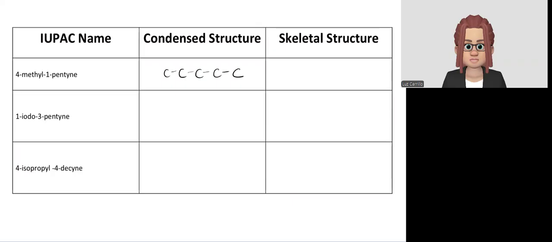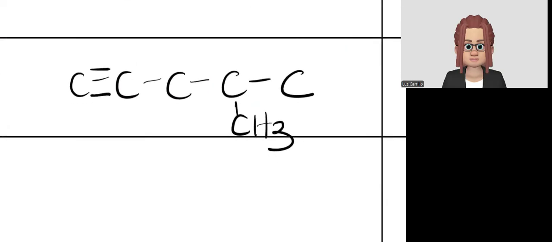The number 1 before the pentyne means that there is a triple bond between carbons 1 and 2. On carbon number 4, I have a substituent, which is a methyl group. Because of space, I'm going to make it point down, but you can make it point up. And then I'm going to fill in the hydrogens. The first carbon gets 1. Second carbon gets none. Third carbon gets 2. Fourth carbon gets 1. Last carbon gets 3.